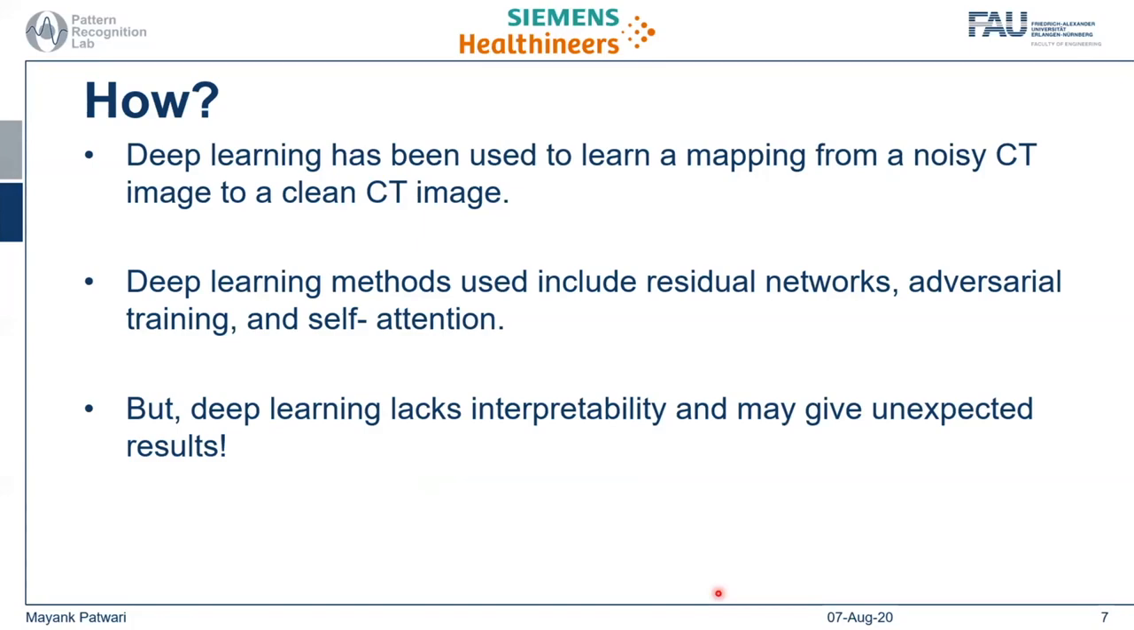Now, deep learning, when it's applied, usually learns a mapping from a noisy CT image to a clean CT image. So it's image in, image out. It doesn't take into account any of the physics of the noise or anything of that sort. It doesn't learn any specific image processing operations that we know of. And that's one of the key problems. There are many different ways to do it with residual networks or adversarial training, but whatever we do, it lacks interpretability and results can be quite unexpected.